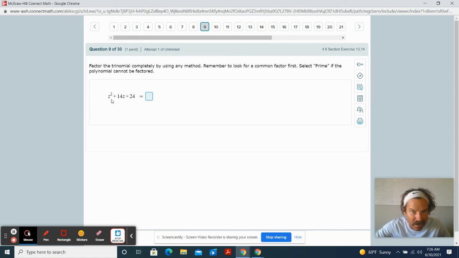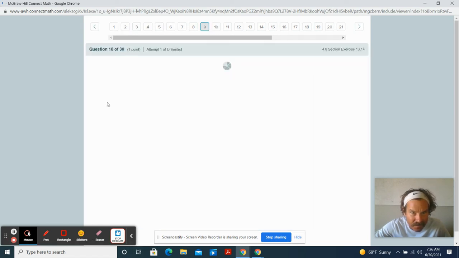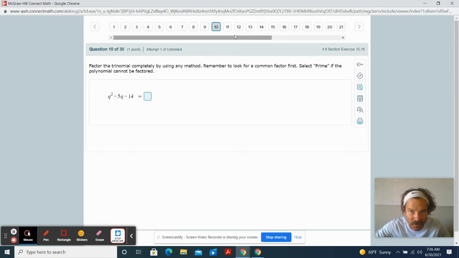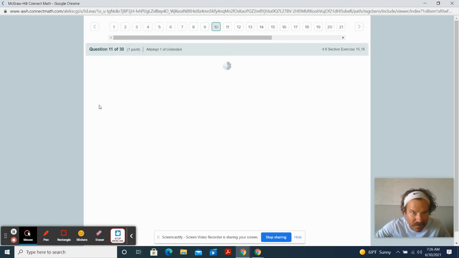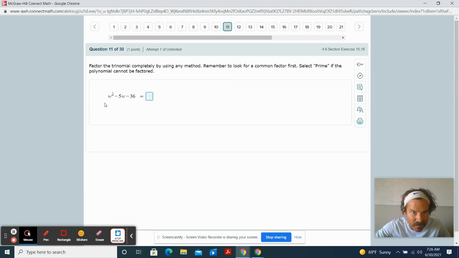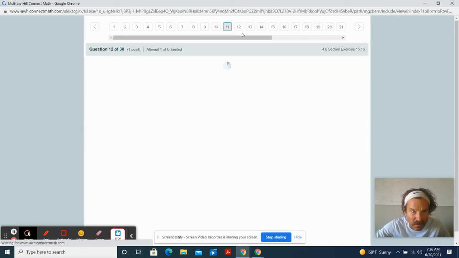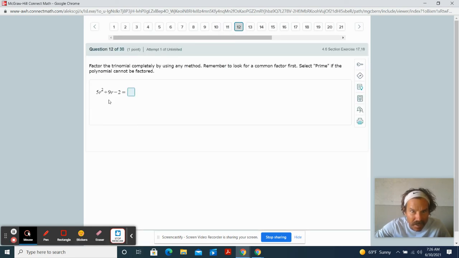Okay, number 9, no number in front. Number 10, no number in front. Number 11, no number in front. Number 12, number in front. All right, so this is why I talked about factoring by grouping yesterday.